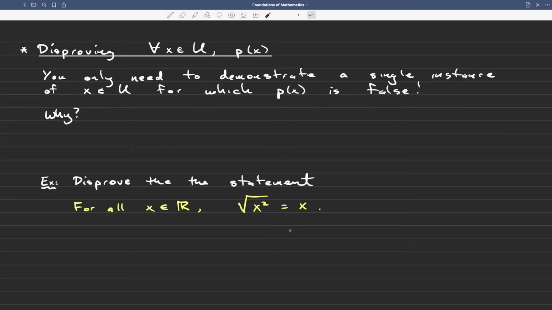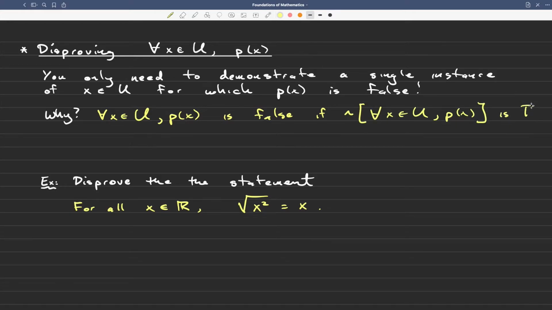Well, this comes back to the logic of negating the universally quantified statement as well. So if you want to disprove that, for every x in U, P of x is false if the negation of that is true, i.e. if for every x in U, not P of x is true. So if you want to disprove for every x in U, P of x, you only need to demonstrate there exists a single element of U for which not P of x is true. In other words, for which P of x is false.